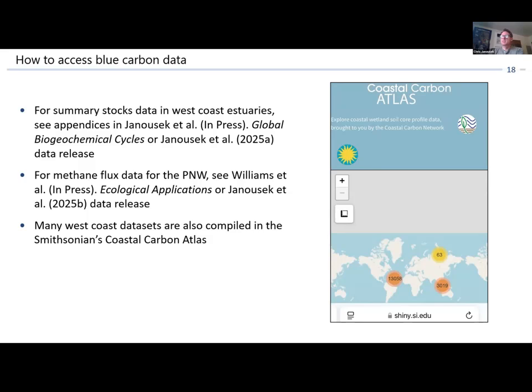Many of our West Coast data sets, we've also tried to facilitate incorporation into the Smithsonian's Blue Carbon Atlas. That's what this little screenshot on the right is. The Smithsonian's been compiling blue carbon stocks and sequestration rate data for the whole world, essentially. Because they have a very nice, well-structured database, and a public-facing application, we didn't want to reinvent the wheel just for the Pacific Northwest. So our goal has been, as we compile new data sets or dig through the weeds of old publications and find data sets, to share these with the Smithsonian to make them publicly available.